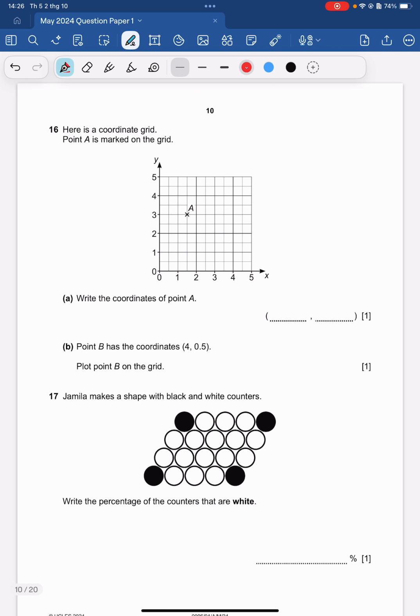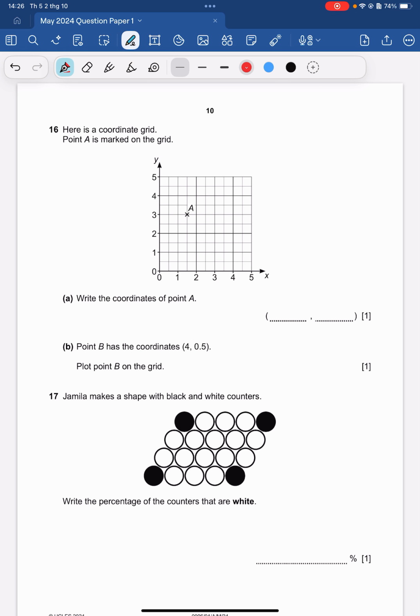Exercise 15. Use your canvas to draw carefully, okay? Because I use my pencil, it's hard to draw on my iPad, okay? Let's move to exercise 16.